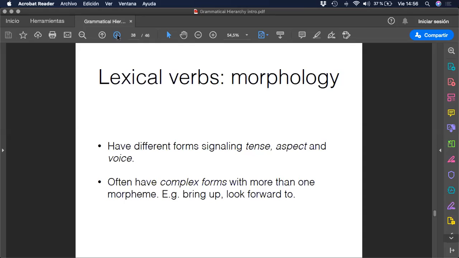No voy a decir nada de eso porque eso lo tenemos que ver en la segunda unidad. Solo que lo sepan por ahora.